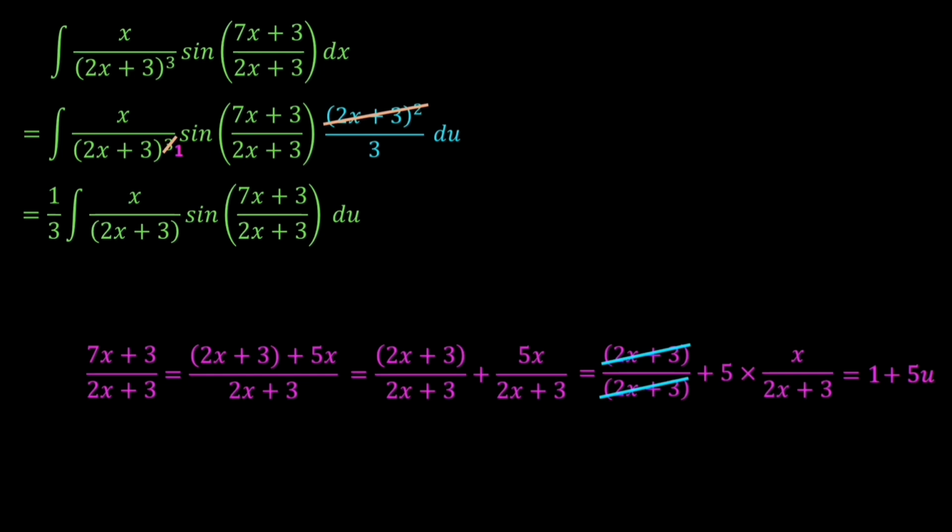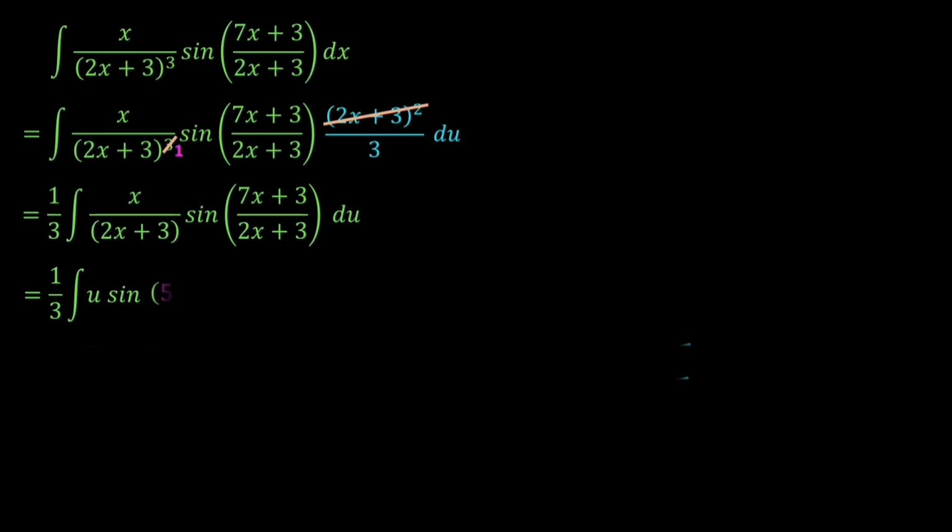Instead of x over (2x plus 3) value, we can substitute u. Instead of (7x plus 3) over (2x plus 3) value, we can substitute 5u plus 1. To simplify this integral, we can use the integration by parts method. We can give priority to sin(5u plus 1). Integral of sin(5u plus 1) equals minus cos(5u plus 1) over 5. We can write the u term as it is.